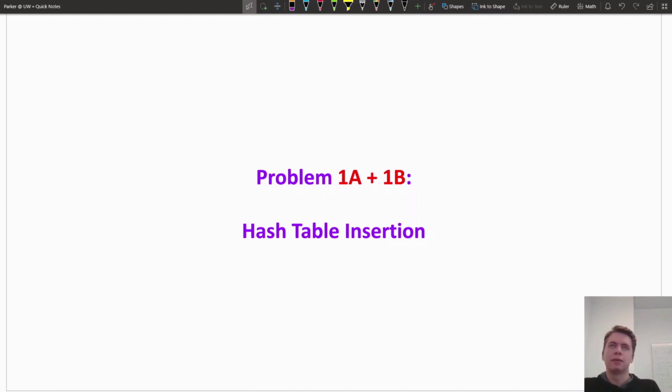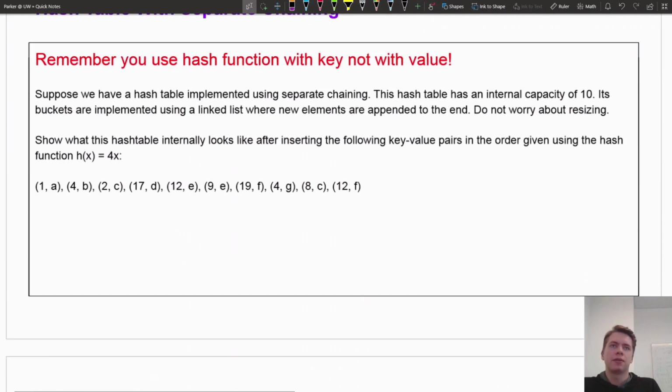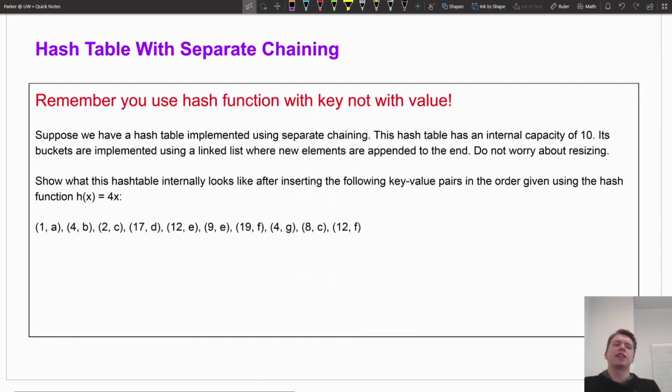All right, I'm going to assume you attempted these problems, and now let's go through the solutions. For problem 1A, we're asked to map all of these key value pairs to a hash table with an internal capacity of 10, or there are 10 buckets, with the hash function for x, right? So we'll have an array of 10 buckets.